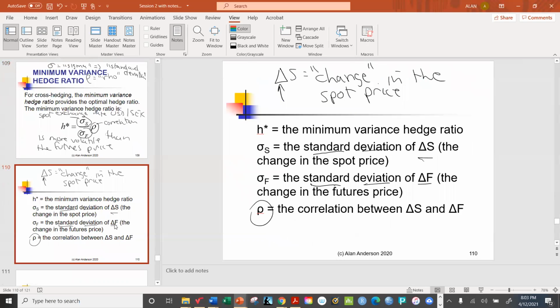The standard deviation of S is the volatility or standard deviation of, to be more precise, changes in the spot price, not just the spot price, but changes in it. Sigma F is the standard deviation of delta F, which is changes in the futures price. And then the correlation coefficient is actually the correlation not between S and F, but between the changes in S and the changes in F. Now, you can see part of the problem here is that getting this information can be very challenging. It requires a lot of historical data to do this properly.